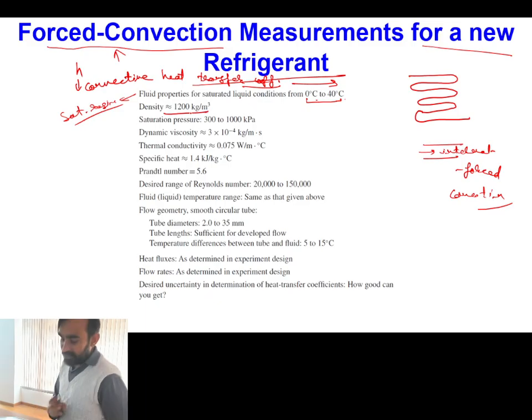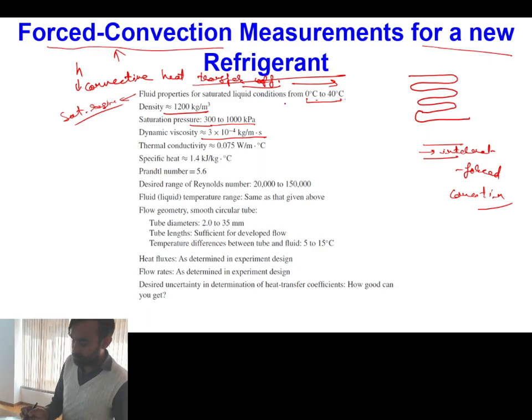Then density of refrigerant is 1200 kg per meter cube. Its saturation pressure is 300 to 1000 kilopascals for the given range. Dynamic viscosity can be approximated closely, because pressure and temperatures are different. Of course, at different pressures and temperatures this will be different, but over here its value is given close to 3 into 10 to power minus 4 kg per meter second.